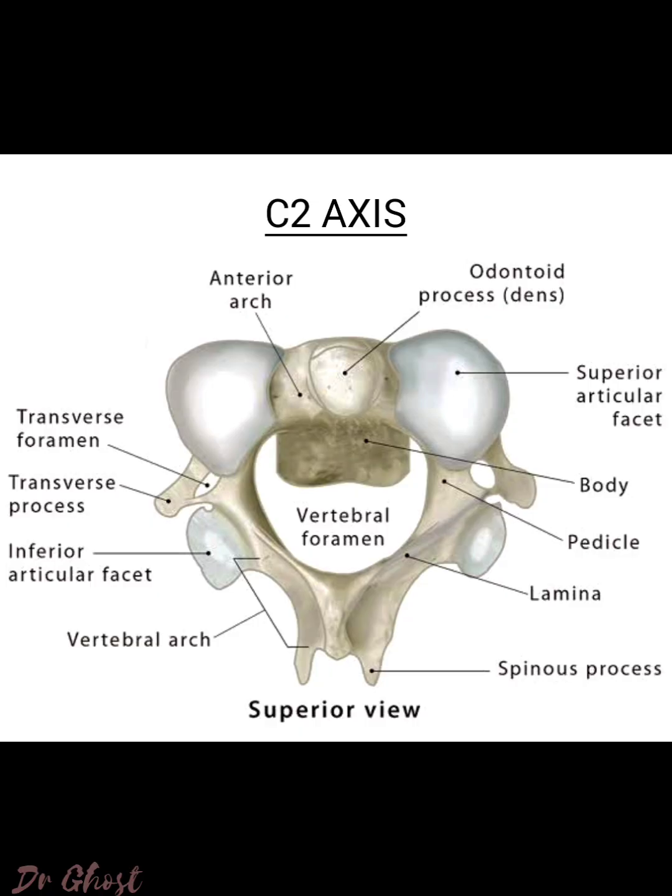So if we look at the axis, you note that the axis, unlike the atlas, has a vertebral body, but superiorly, its vertebral body has an odontoid process, or the dens that we mentioned when we were talking about the atlas, which articulates with the atlas, right? And then it also has a spinous process, which is something that the atlas does not have. Other than that, it has superior articular facets as well, but these superior articular facets do not attach to the base of the skull, but instead attach to the atlas.